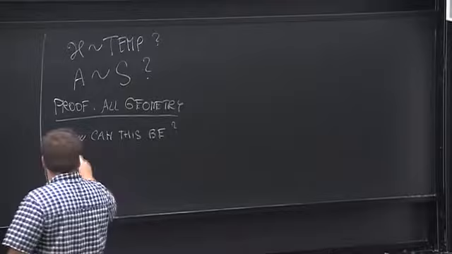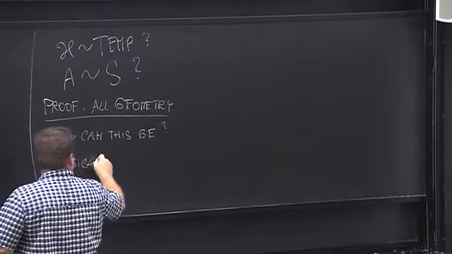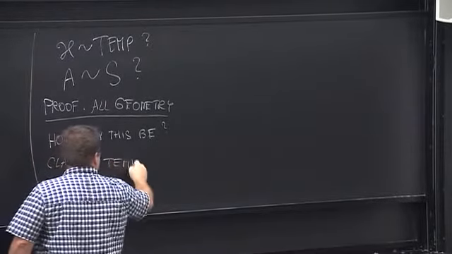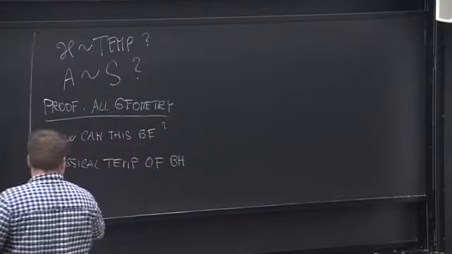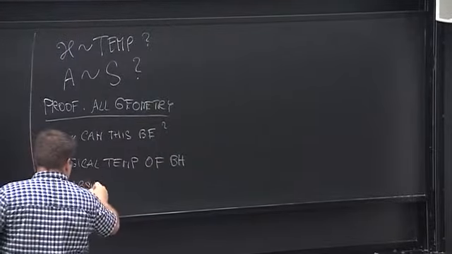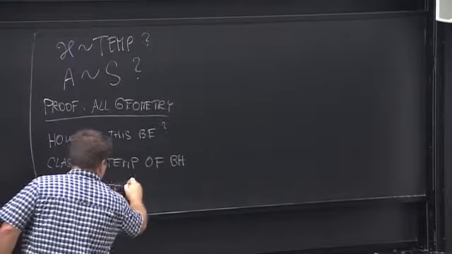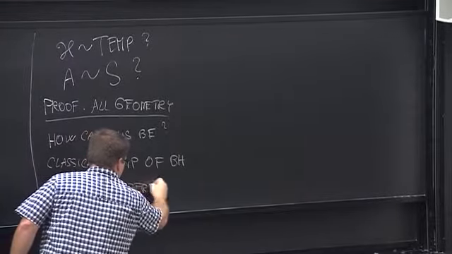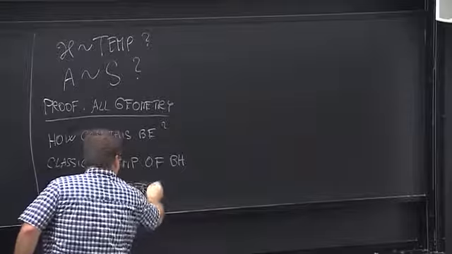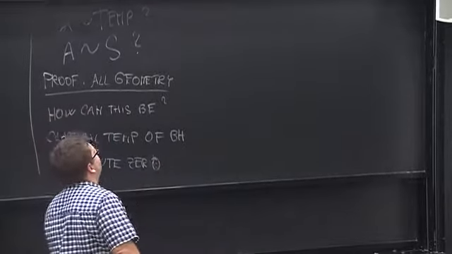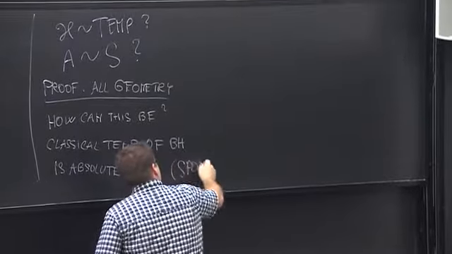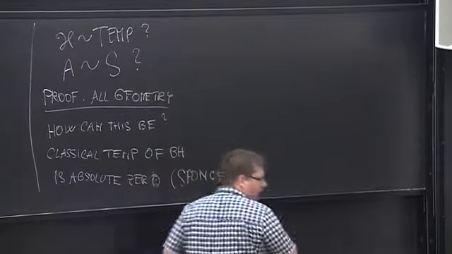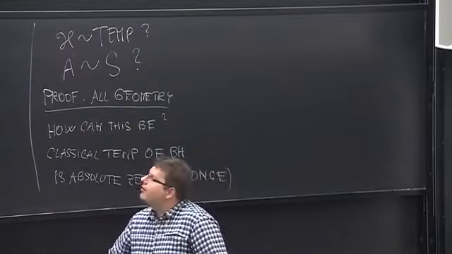The classical temperature of a black hole is absolute 0. It is an ultimate sponge, which just absorbs everything but never gives anything back.